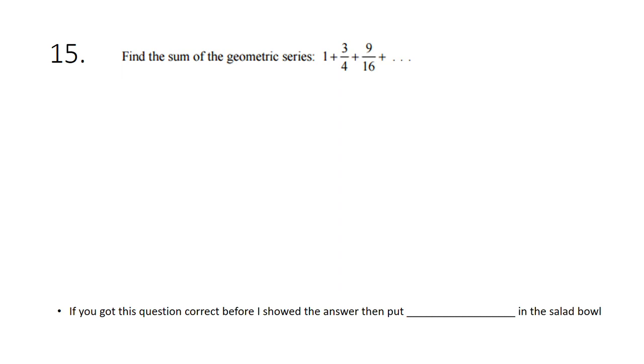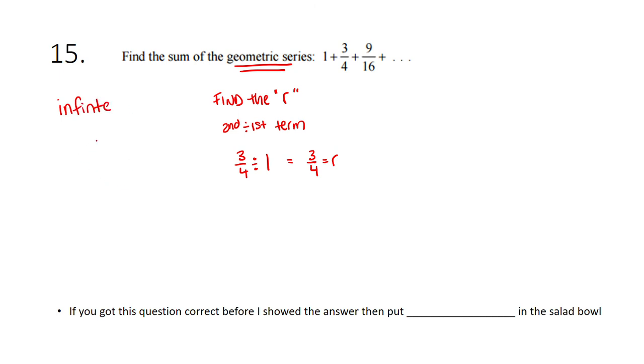Last question. Sum of the geometric series. So geometric, what are you immediately thinking with geometric? The r. So it's the second divided by the first. So it's 3/4 divided by 1. Well, 3/4 divided by 1 is still 3/4. That's everything we need to do this problem, because this series is infinite. Since it's infinite, we're using this: a1 divided by 1 minus r. So our a1 is always the first term. 1 divided by 1 minus 3/4.